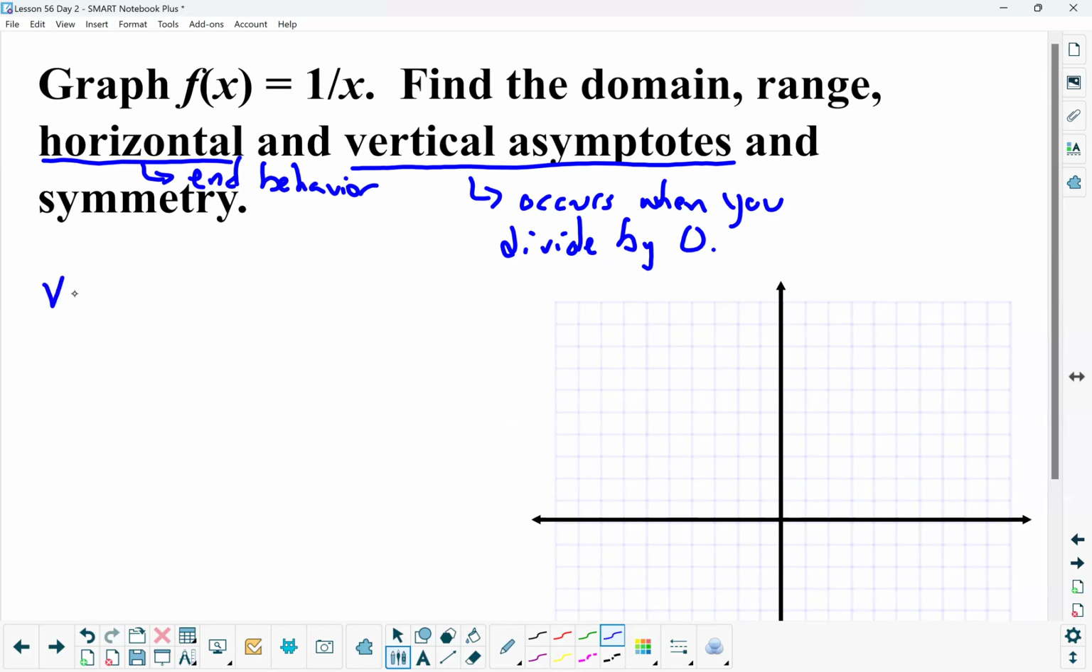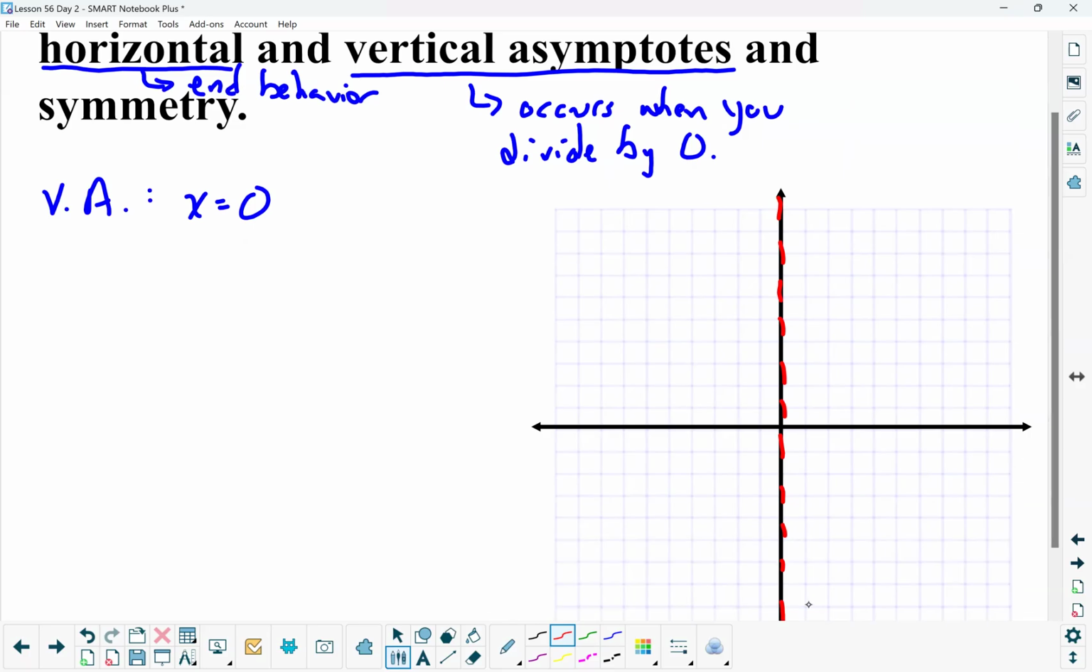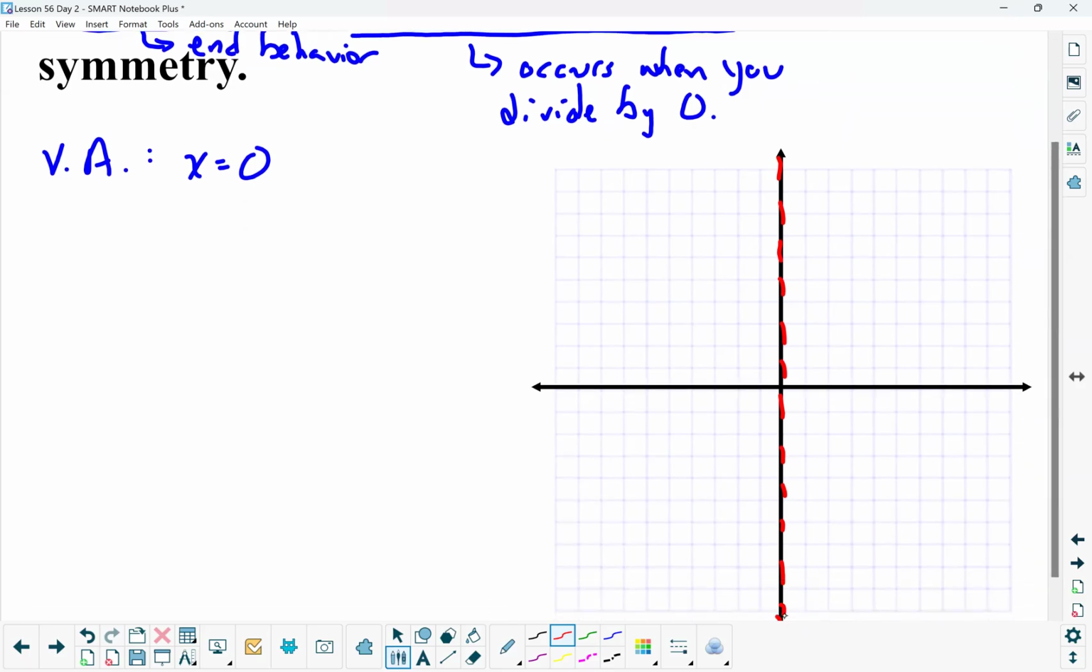So let's see our vertical asymptotes. What value would I plug in so that I'm dividing by 0? So I'm just going to take the denominator and set it equal to 0 and solve for X. Now I've got it already because it's just X in the denominator, which means I have a vertical asymptote, which I'm going to draw in red, at 0. That just reminds me, hey, I can't cross over that line.